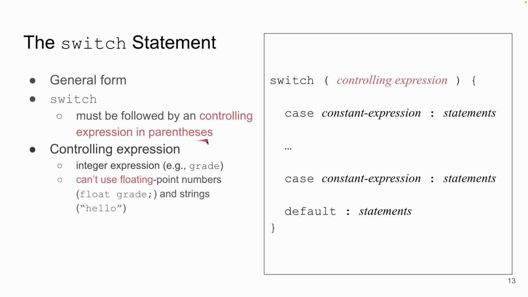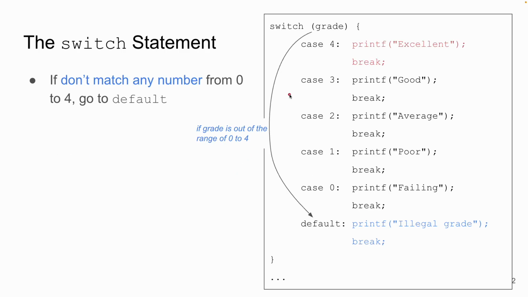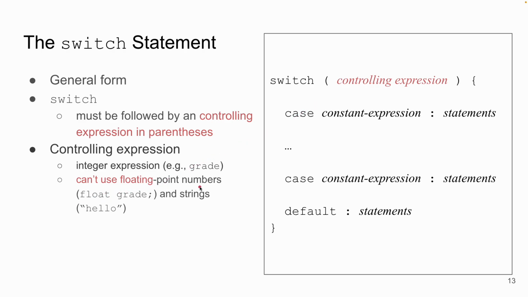And actually, the controlling expression can be more complicated. Most of the time, it is an integer expression, like grade, or you can have grade plus 1, grade plus 2. One limitation is that we cannot use floating point numbers in the controlling expression. We also cannot use strings, because you can see in the cases here, the numbers after the case are all integers. That is why we cannot put a floating point number in the controlling expression.